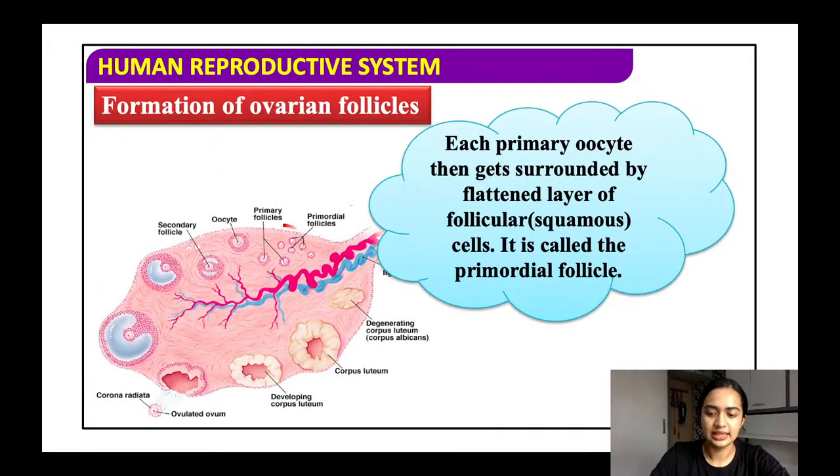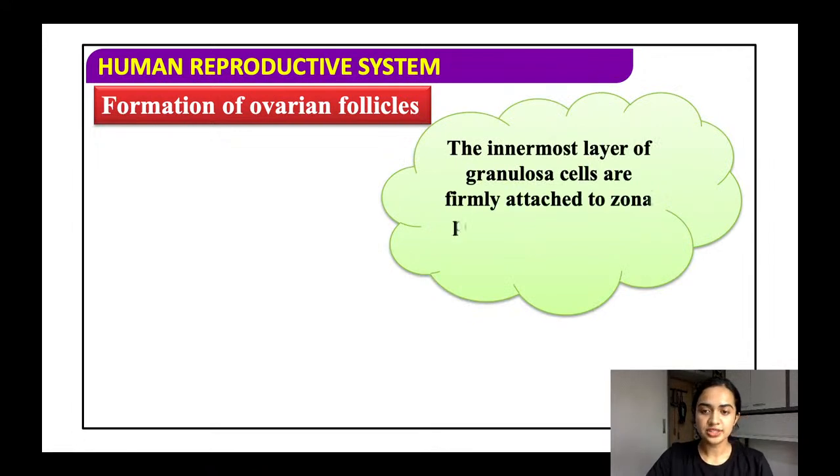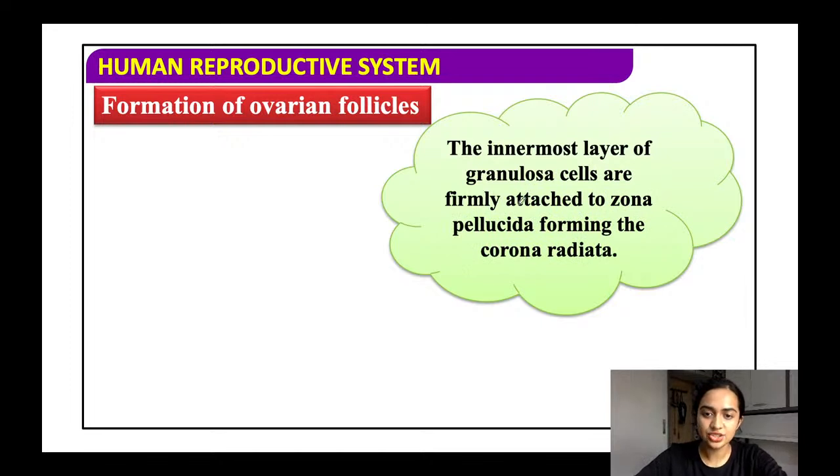So what happens is that each primary oocyte then gets surrounded by a flattened layer of follicular squamous cells called the primordial follicle. Alright, so you can see these are the primordial follicles, and these are surrounded by follicular cells, which are known as the squamous cells. The innermost layer of the granulosa cells is basically attached, all right?